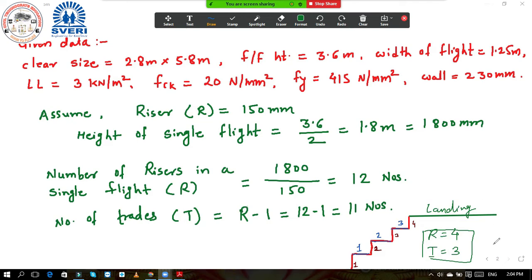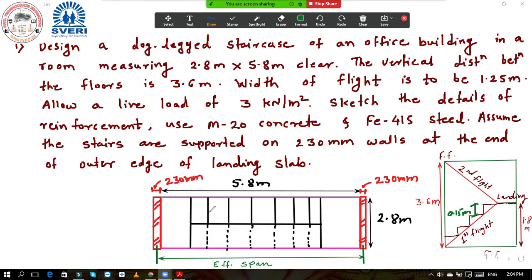If this is all going over your head, then look here. See over here, you will start climbing from this point. So how many treads are there? This is the plan view, so all these are treads, 1, 2, 3 and up to 11. So 11 treads are there.